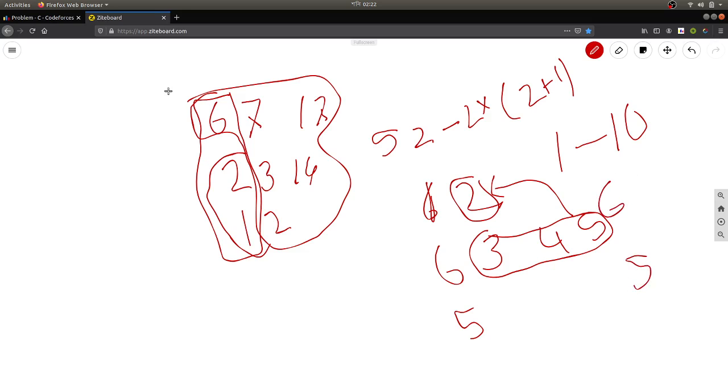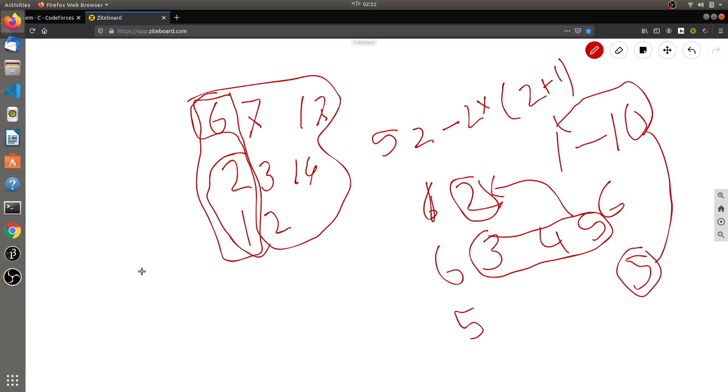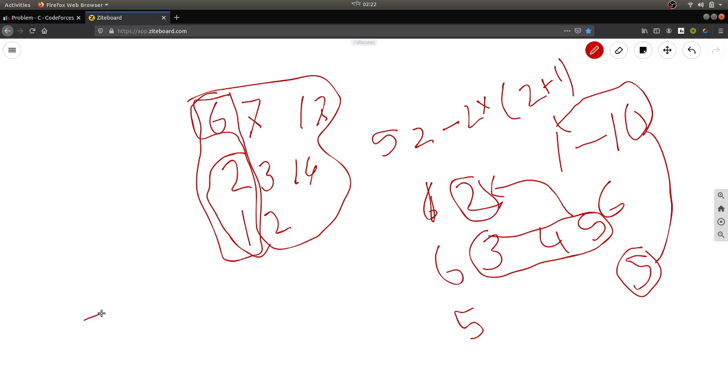Okay, now what can we do? Now what we can do is take this 5 and replace it with this 1. So it becomes minus 4, minus 10. The 5 is replaced and the 6 remains.